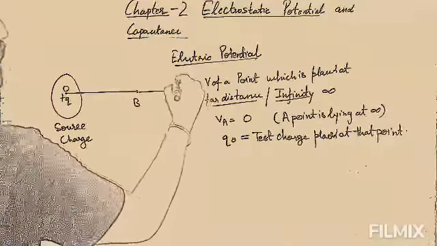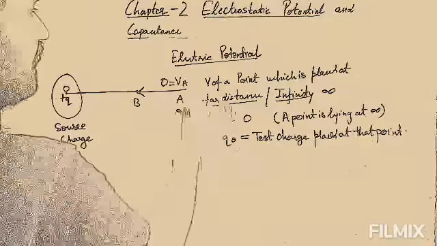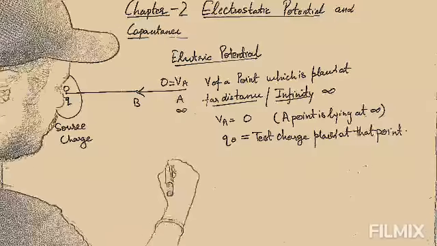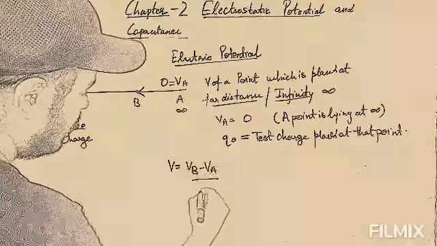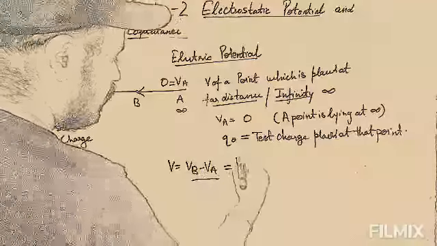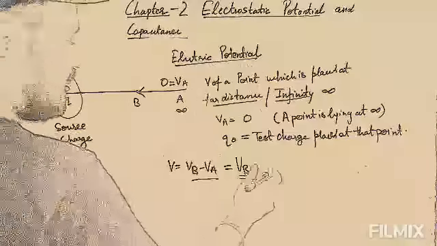So VA will be 0. So here we will be defining the concept of electric potential. So potential difference was given by VB minus VA. Since VA is 0 over here, so VB is the electric potential at point B.